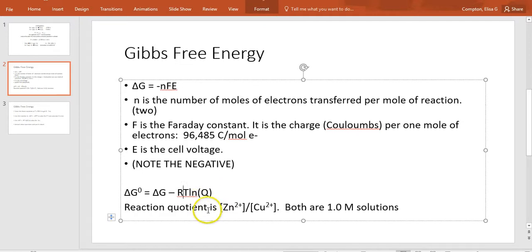Well, remember, a reaction quotient looks just like the equilibrium constant, so it's going to be the concentration of zinc divided by the concentration of copper ions. And both of those are 1 molar solutions. And we didn't run the battery very long, so they probably stayed essentially 1 molar solutions.